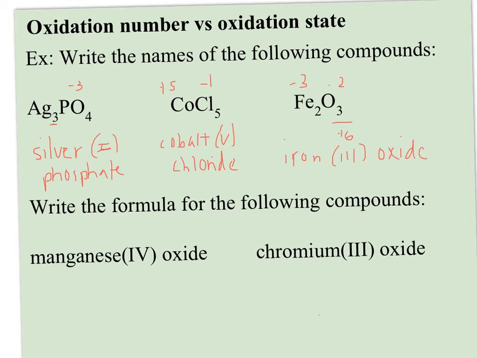And then going the other way, write the formula for the following. Well, if manganese is a +4, oxygen's a -2, I would need MnO2 for manganese(IV) oxide, really common oxidant in redox equations. And chromium(III) oxide: +3 and a -2, so this would be Cr2O3.